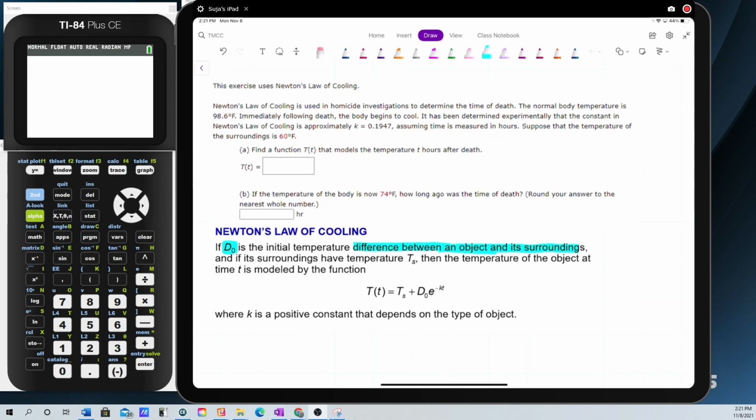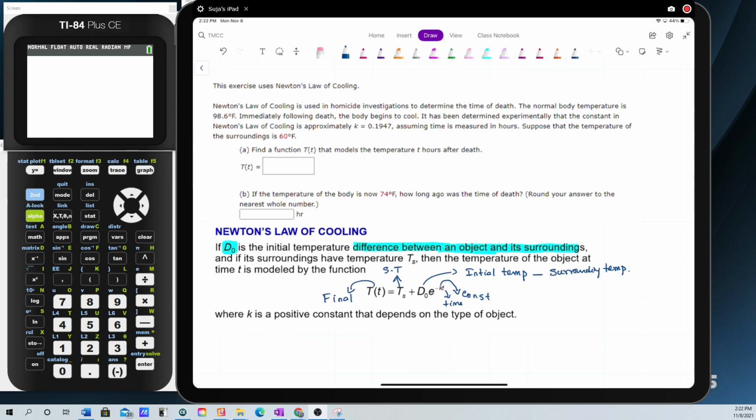So this will be whatever the initial temperature of the body is minus the surrounding temperature. Something that you have to be careful about inputting. And T of t, this would be the final temperature, and Ts represents the surrounding temperature, or we can also call this the room temperature. k is a positive constant because the negative is there in the formula. Therefore, when you find k by itself, it will be positive. And this is a constant, and t is the time.